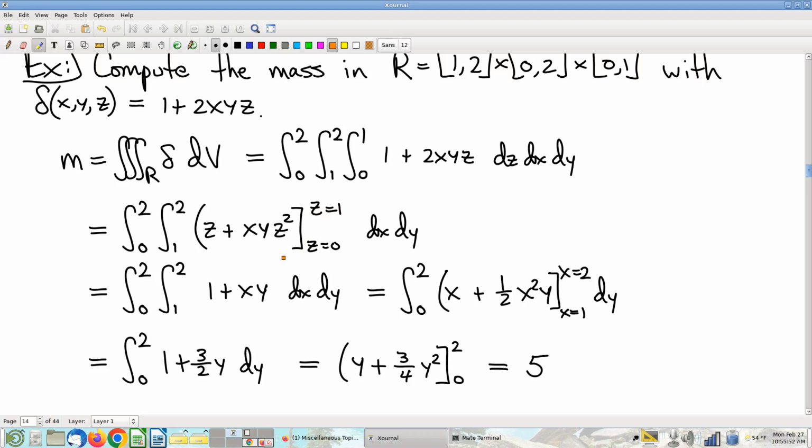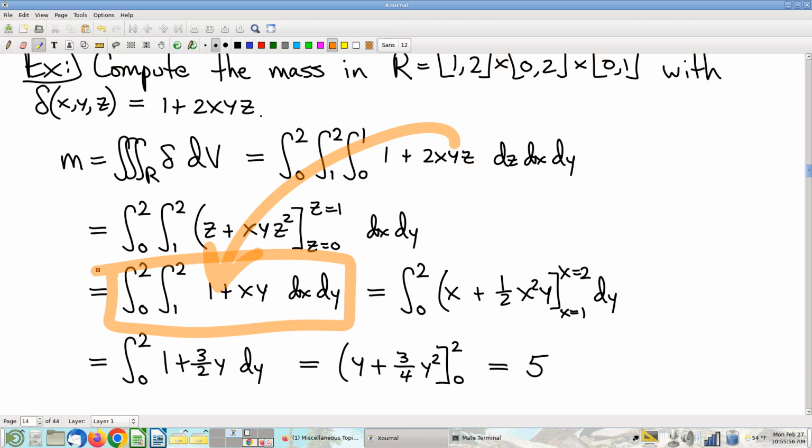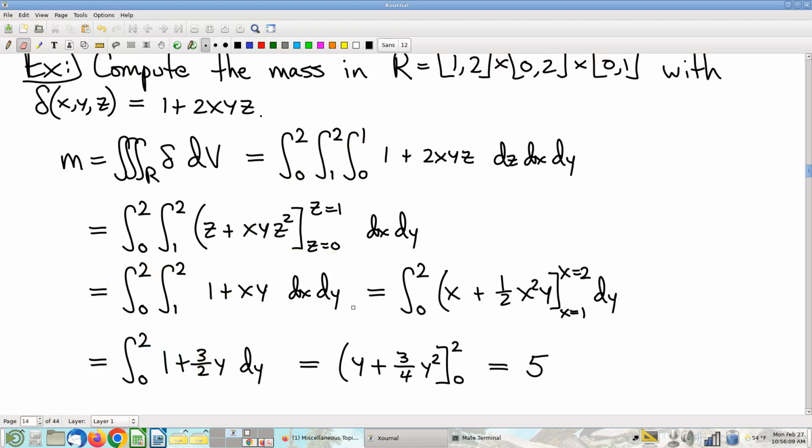Okay. So a triple integral turns into a double integral, and a double integral turns into a single integral, which then you can compute. So a 3-step process, just like double integrals. Alrighty, moving along.